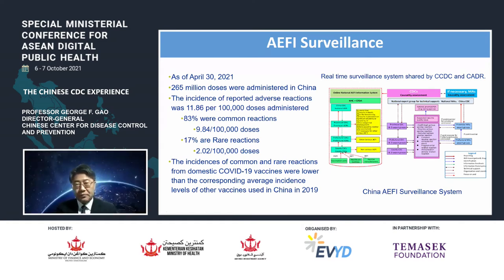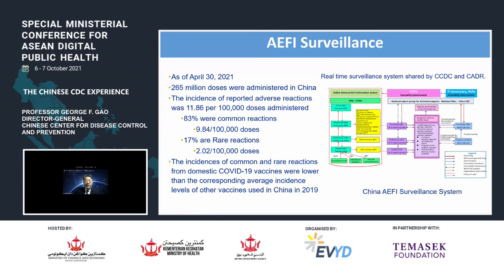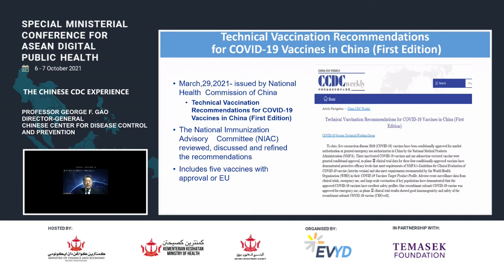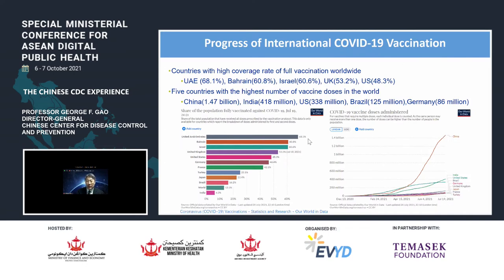AEFIs. Of course, from the very beginning, our President Xi Jinping called the vaccine a global public good. This is why from the very beginning we always published many guidelines for the vaccination, for all these programs. I'll give you some examples of progress in the whole world. Generally speaking, the progress is very good.